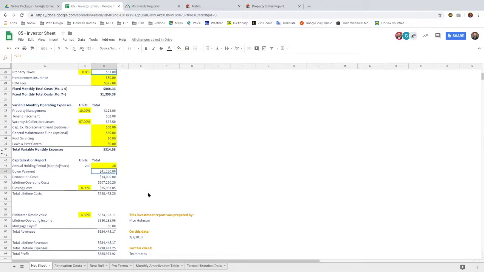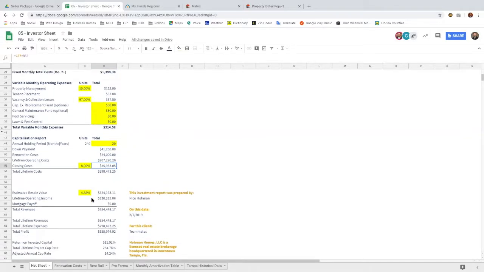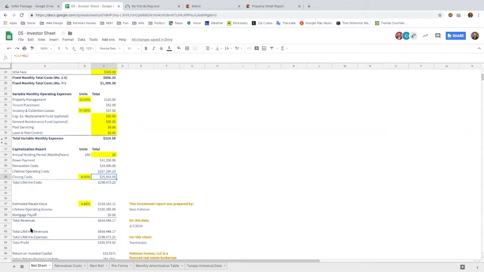We can get an understanding of how much the down payment was, what the renovation costs are, what the lifetime operating costs are going to be, and then what the closing costs are when that investor decides to sell their property in 20 years from now. And so with all that information, we can also figure out what the expected expenses are with that particular property too. So that's how we figure this out with the pro forma.